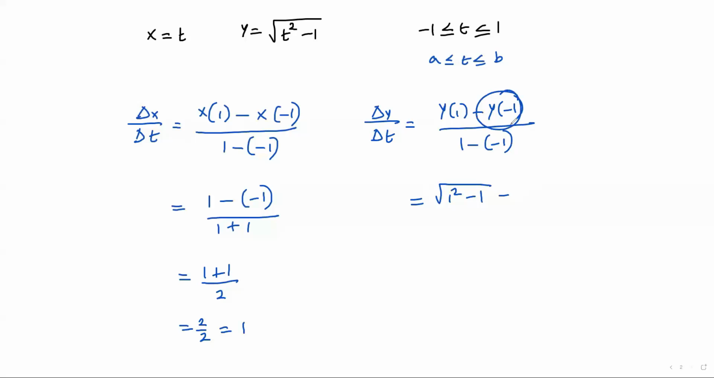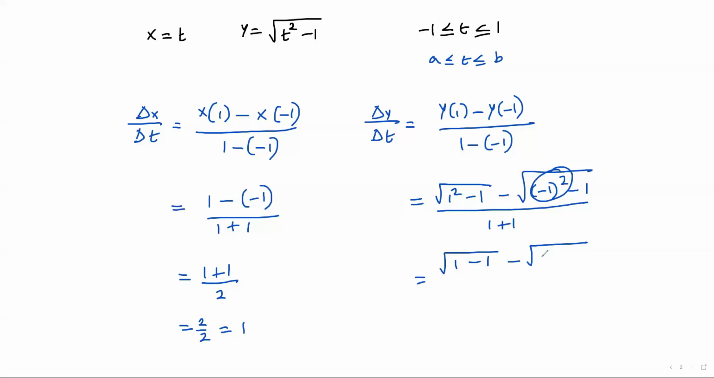To get the value of this one, you have to plug in t is equal to negative 1 into the second parametric equation, that is square root of (negative 1) squared minus negative 1 over 1. Negative times negative will become positive 1. So we get square root of 1 squared, which is just 1, 1 minus negative 1, minus the square root of the value of this one, which is just 1, 1 minus negative 1 over 2.